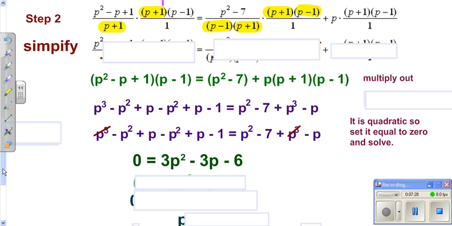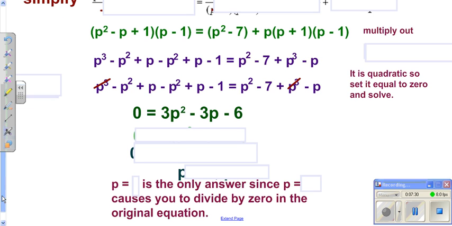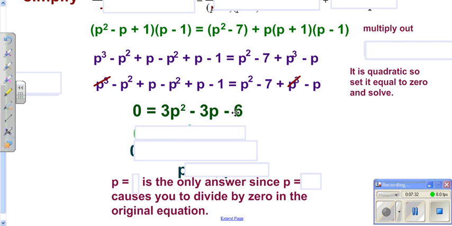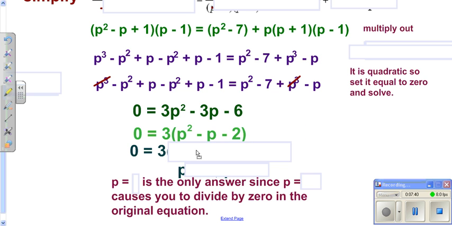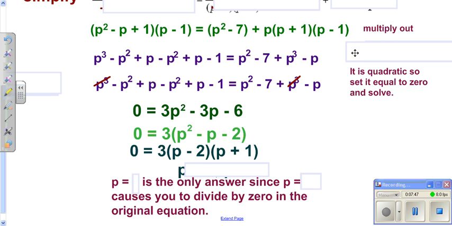Now you'd want to continue to solve this quadratic. Since I like to deal with smaller numbers and I notice everything is divisible by 3, I'll divide everything by 3 by factoring it out here. Then I want to go ahead and factor my parentheses into two parentheses, basically the unfoiling, and I get a p minus 2 and a p plus 2.